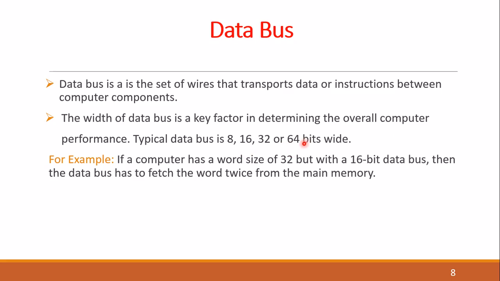Say for example, we already studied that a word is a unit of memory that is twice the byte. 2 bytes is equal to 1 word. If a computer has a word size of 32 bits, but with a 16-bit data bus, then the data bus has to fetch the whole word instruction in two cycles from the main memory.